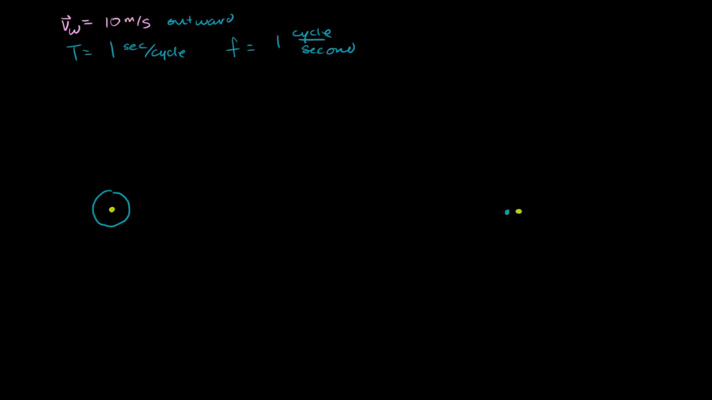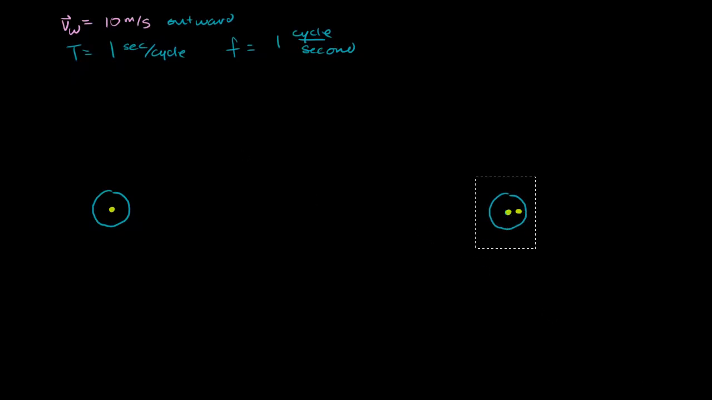So let me just copy and paste this right here, and just put it right over there. So this is where he is now. That's where he was 1 second ago, where he emitted this crest that has now traveled 10 meters away. This is a little inexact, so I can draw a little bit like that. This is 5 meters. That's 10 meters away. But you get the general idea.